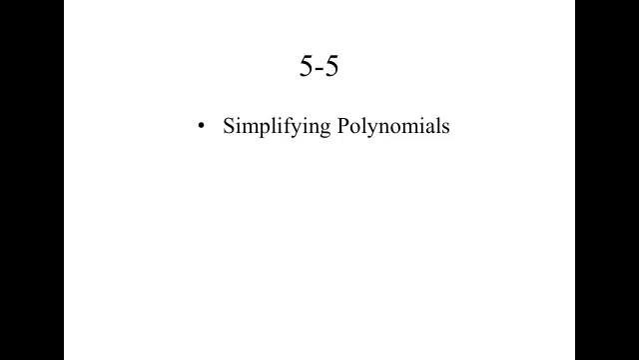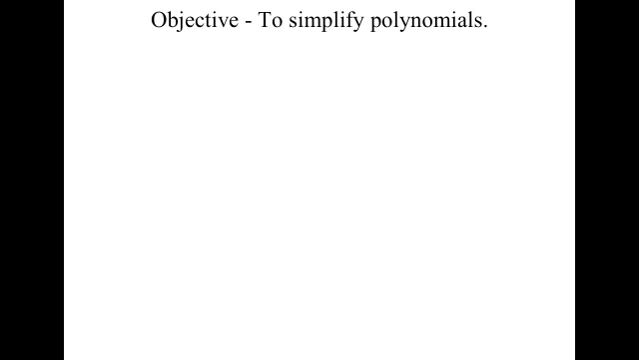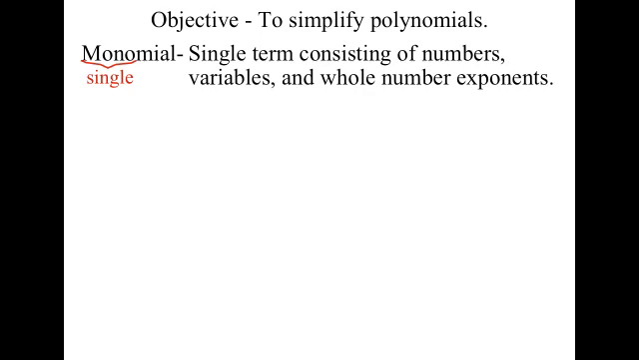All right, simplifying polynomials. A monomial means one. It's a single term consisting of numbers and variables. Numbers, variables, or could be both, and with exponents. Here are some examples. 7x squared, 3m, 10ab squared c, and negative 2.4y.